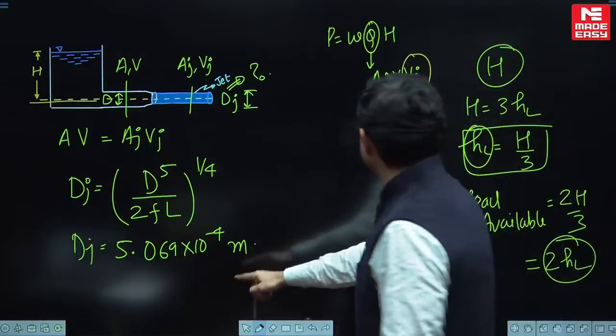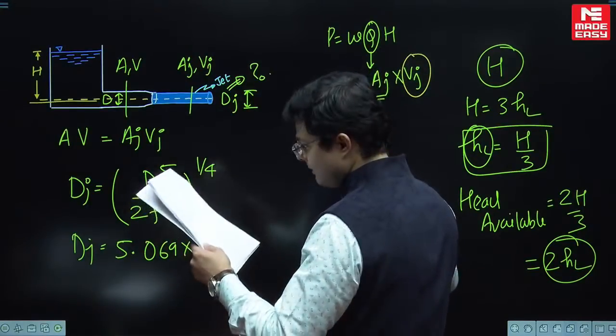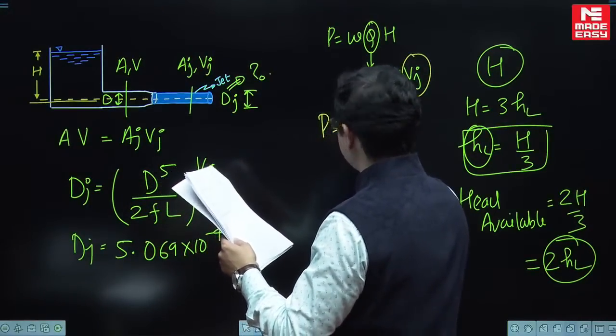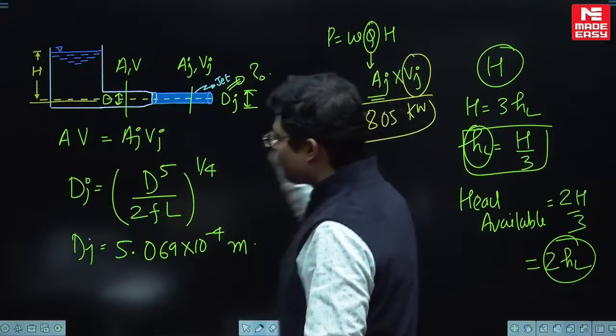Velocity you know, diameter you know, put here, H you know, find the power. The power will come out to be 18.805 kilowatt.